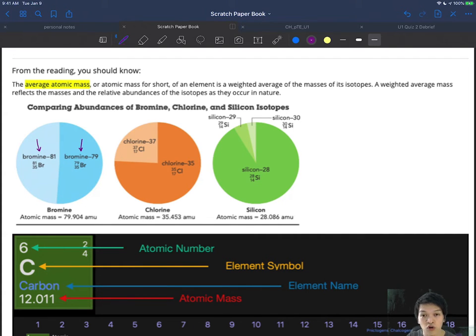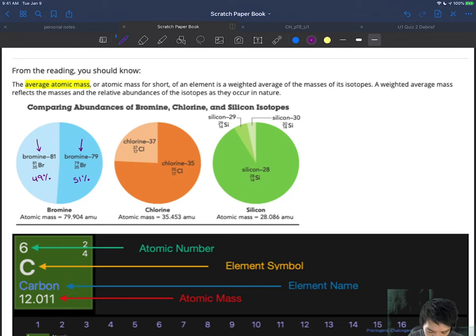But since these are both bromine atoms, these are both isotopes of bromine, right? So the thing is, in nature, if you look at this pie graph, it looks like there's almost the same amount, like 50-50 of each, right? But you'll see that bromine 81, there's a little bit less. It's about 49%. That's just me estimating it here with my own eyes. And for bromine 79, it looks like there's a little bit more. It looks like there's like 51% of it. Okay, so I'm estimating these numbers based on the pie graph right here.